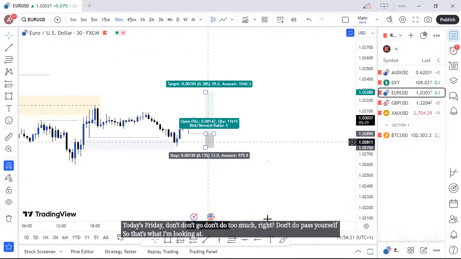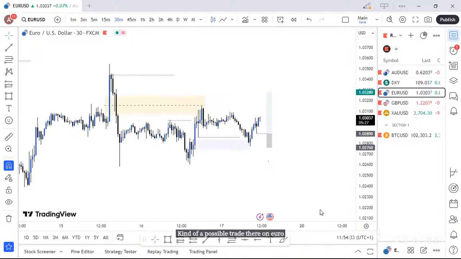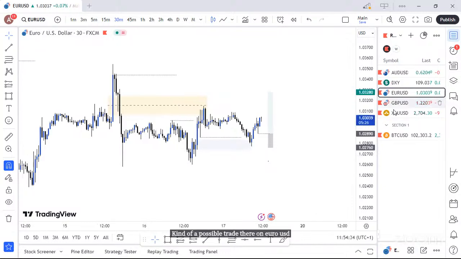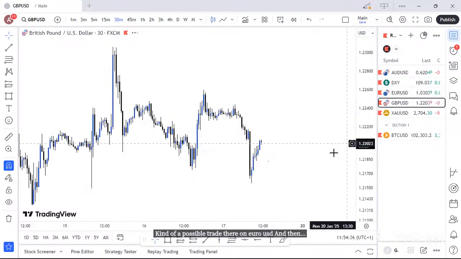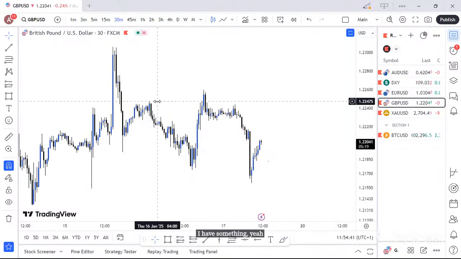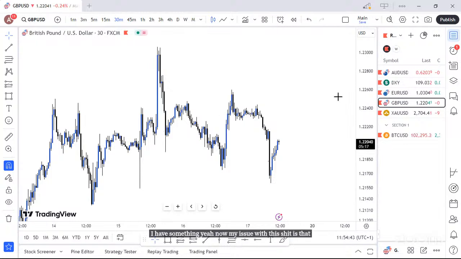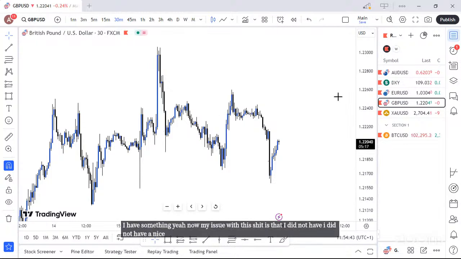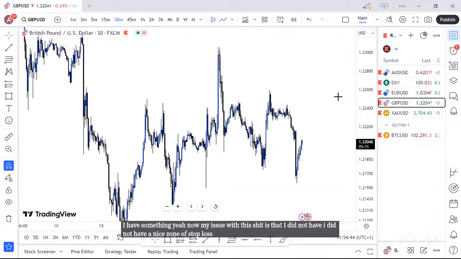Have a possible trade there on USD, and then GBP USD. Let me see. I had something here. Now my issue with this trade is that I did not have a nice zone for stop loss. Let it load my drawings.